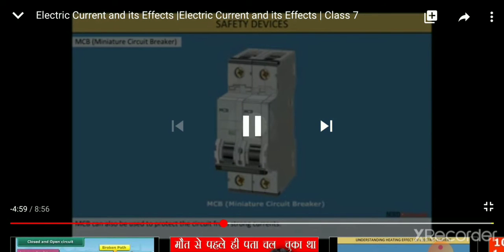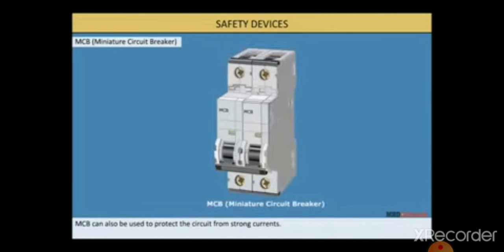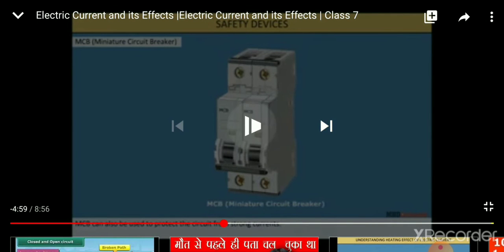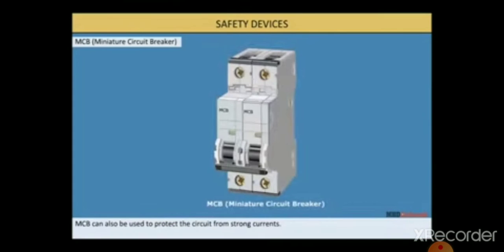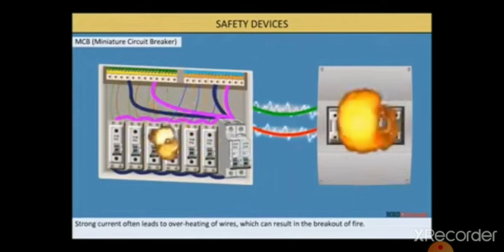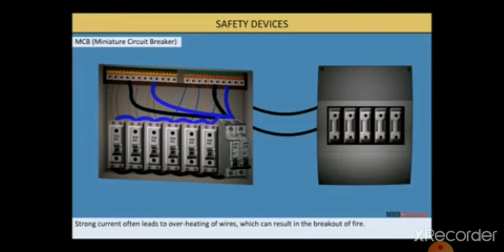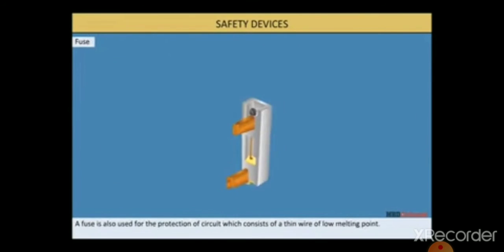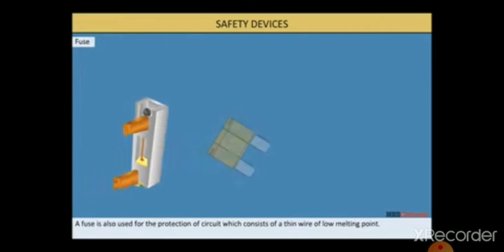Now we are doing safety devices. So first of all we are discussing MCB. What is MCB? Miniature circuit breaker, and it can also be used to protect the circuit from strong current. So now here you can see that strong currents often lead to overheating of wires, which can result in the breakout of fire. And a fuse is used for the protection of the circuit, which consists of thin wire of low melting point.